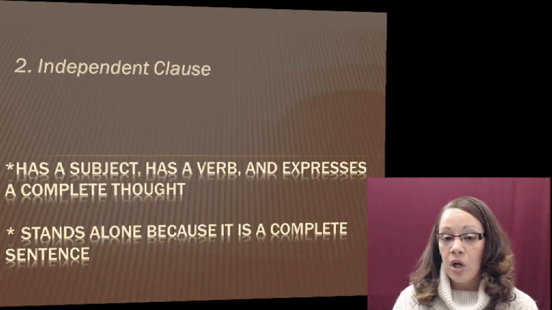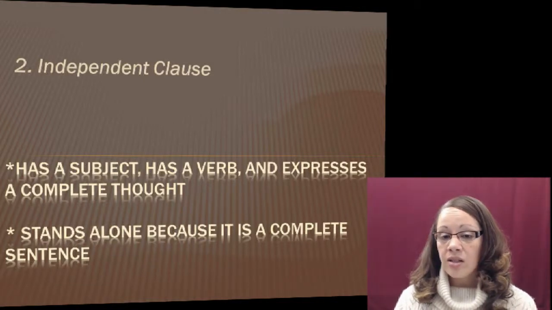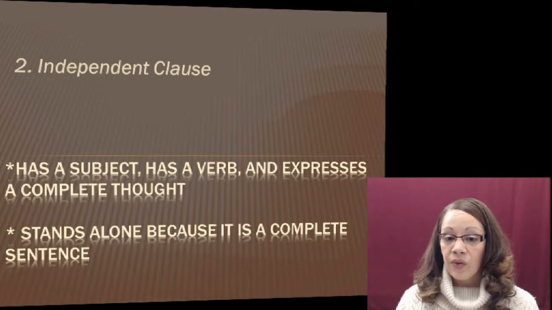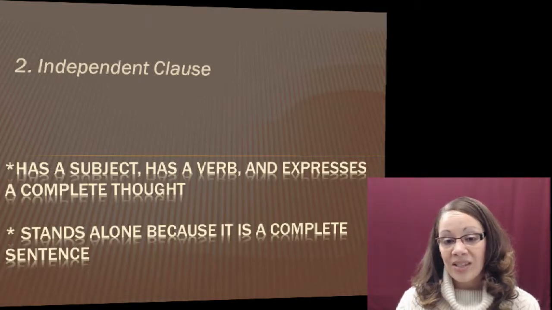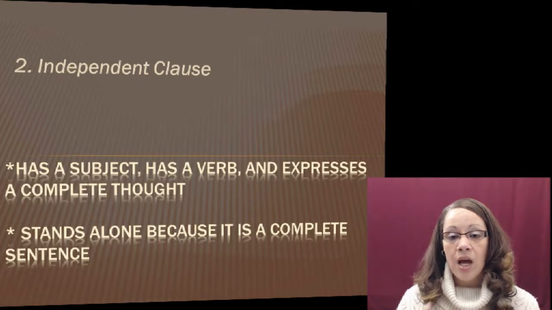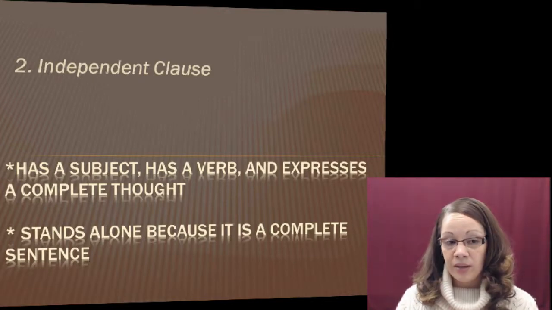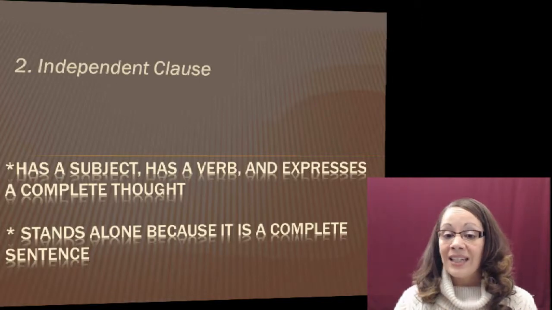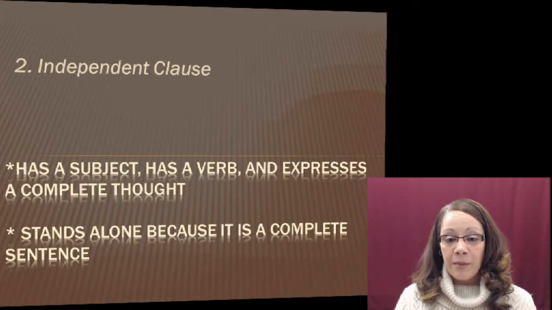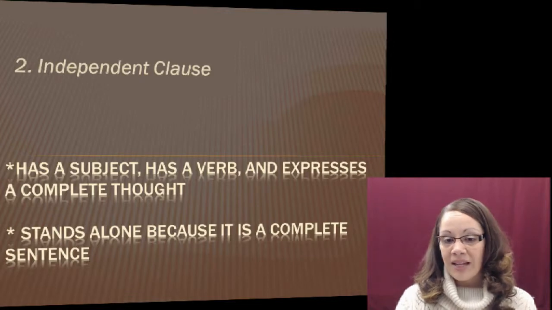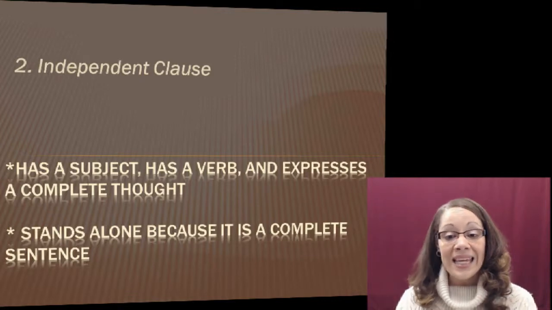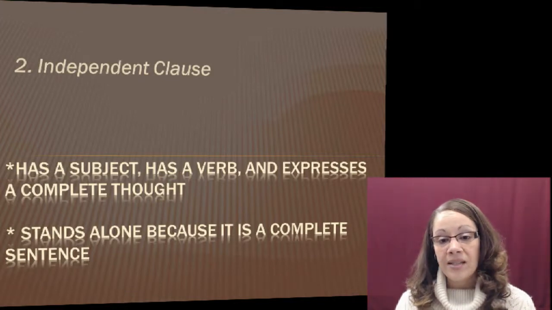Now, our second type of clause is called an independent clause. It does have a subject, it has a verb, and it does express a complete thought. So an independent clause is an actual sentence. It has three parts: a subject, a verb, and a complete thought. Unlike a dependent clause, an independent clause can stand alone because it is a complete sentence. Like I stated earlier, you can combine a dependent clause with an independent clause and have one complete sentence. But a dependent clause by itself would not be a sentence, whereas an independent clause by itself is a complete sentence.